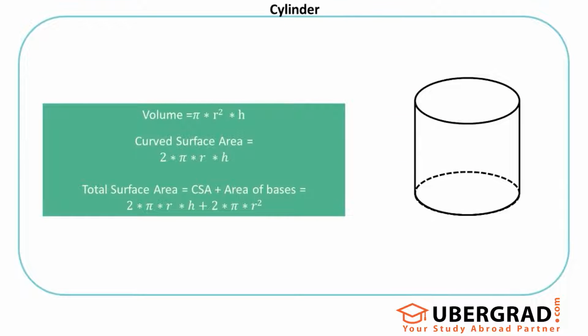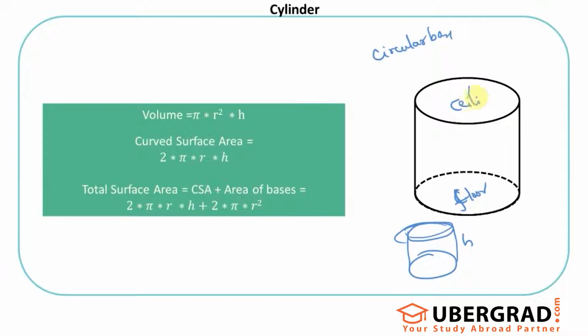Now, cylinder is slightly similar to the cuboid, just instead of having a rectangle, I have a circular base. Right? So I have a circle, I extend it into third dimension of height h. There is also a circle at the top. Same circle at the bottom of the top. This is my floor. This is my ceiling. And this is my height h.